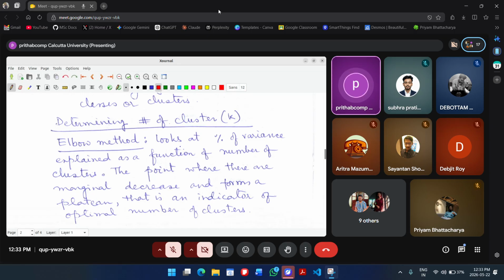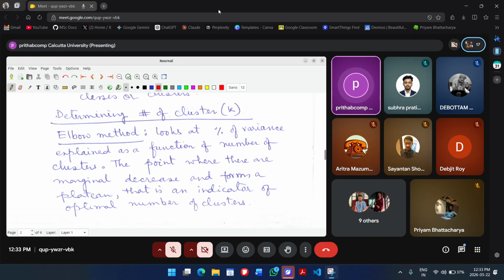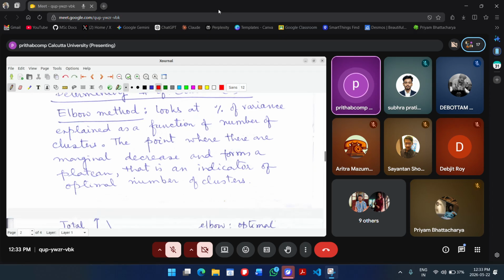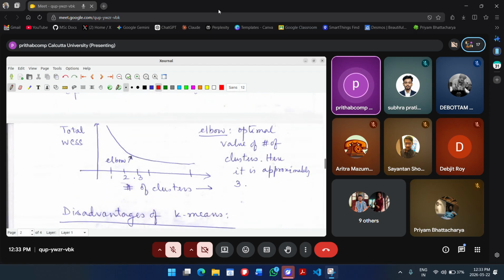So what this elbow method does is it looks at percentage of variance explained as a function of number of clusters. The point where there is a marginal decrease and forms a plateau is an indicator of the optimal number of clusters. Suppose you are applying the k-means algorithm, you are trying to identify the ideal value of K.